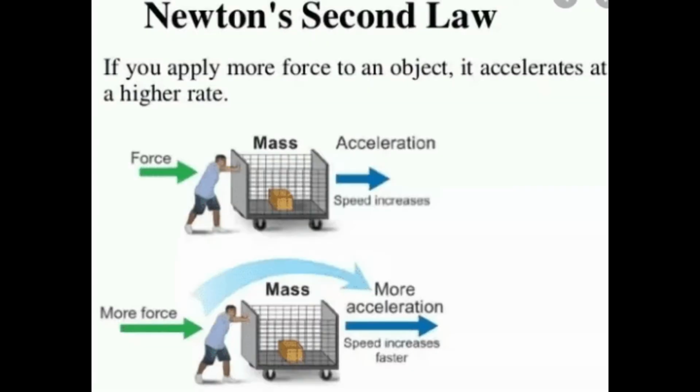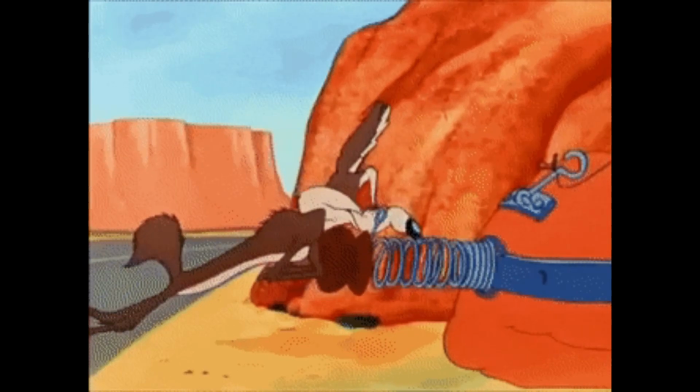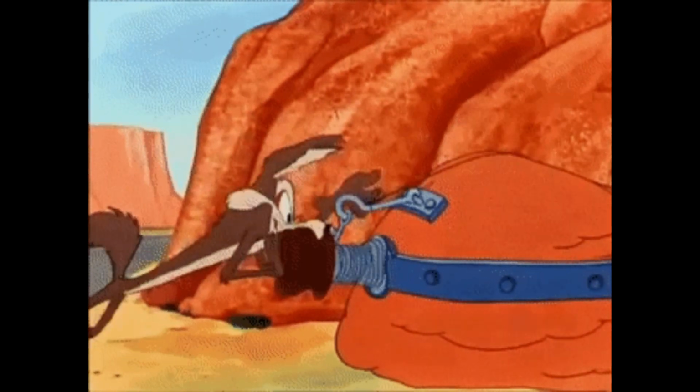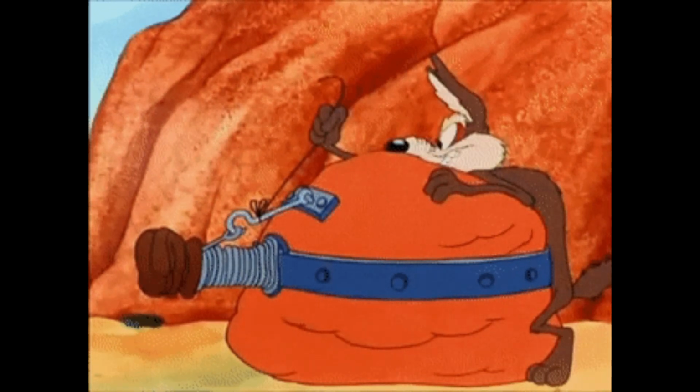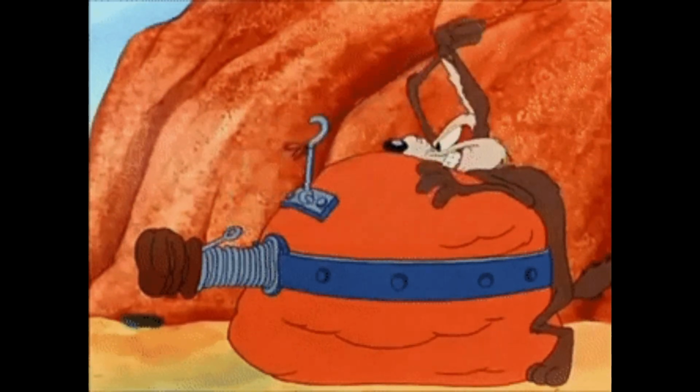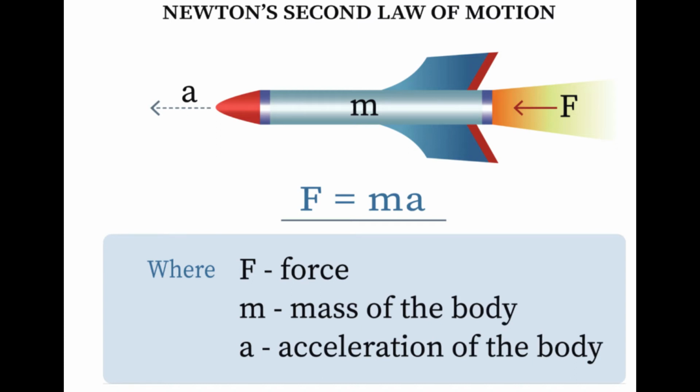Newton's second law of motion states that the acceleration of an object as produced by a net force is directly proportional to the magnitude of the net force, in the same direction as the net force, and inversely proportional to the object's mass. Mathematically, we express the second law of motion as follows. F is equal to ma, where F is force, m is mass of the object, and a is the acceleration.